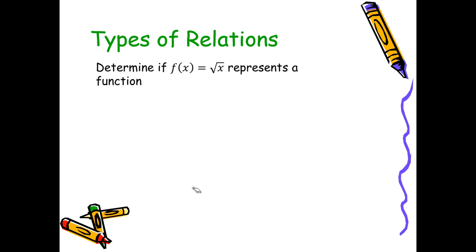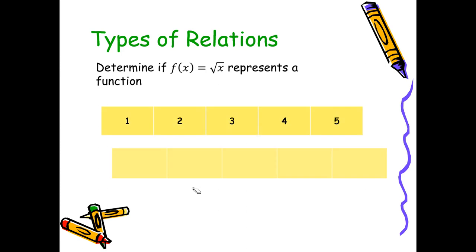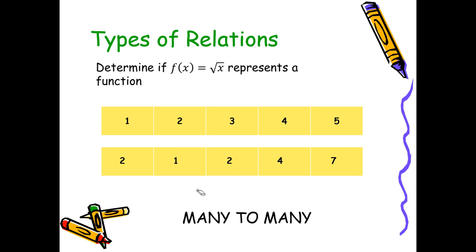Okay? Next one. Determine if f of x is equal to the square root of x can represent a function. So lahat ng value ng x po, pwede nyo pong ilagay dyan. For example, si 1 magiging si 2, 2, 1, 3, 2, 4, 4, 5, and 7. Ngayon, this representation po is many to many. This is a many to many relation. Therefore, kapag many to many, hindi po siya function.